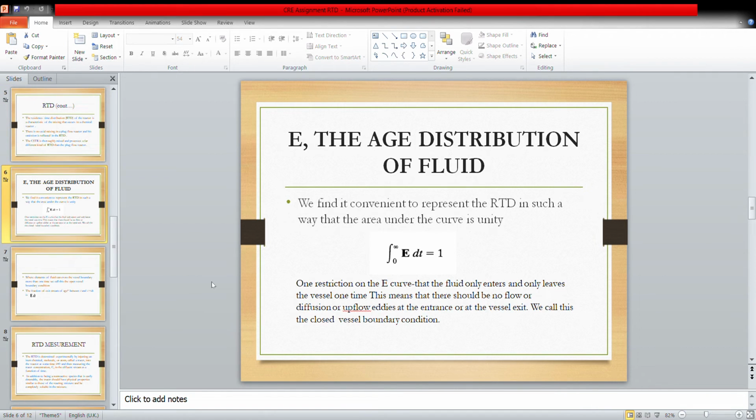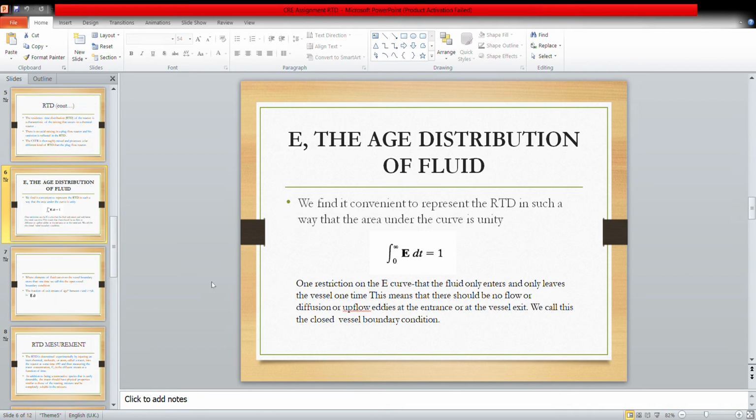E, the age distribution of fluid. We find it convenient to represent the RTD in such a way that the area under the curve is unity. So when we see the area under the curve, that is the curve between E and time across 0 to infinity, we see the area under the curve is 1. So the integral from 0 to infinity of E dt is 1.